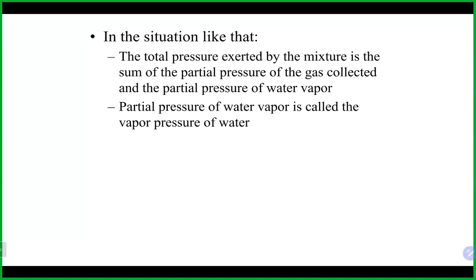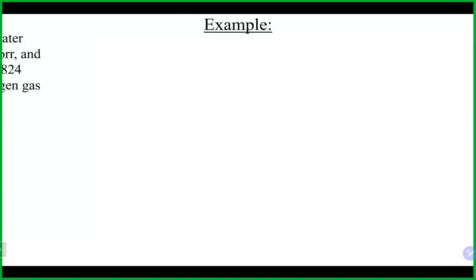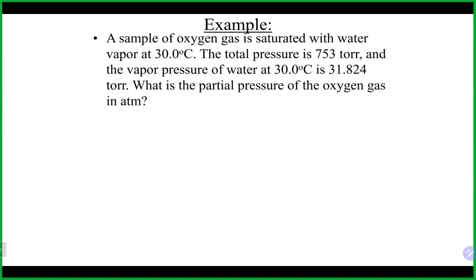So again, we will subtract off the vapor pressure of water to give us our partial pressure of the gas we're interested in. So for example, if we look at this one here together, a sample of oxygen gas is saturated with water vapor at 30 degrees Celsius. The total pressure is 753 torr. The vapor pressure of water at 30 degrees Celsius is 31.824. What is the partial pressure of oxygen gas? So once again, when we see this sort of wordage there, saturated with water vapor, that's how we know it's sort of being collected over water.